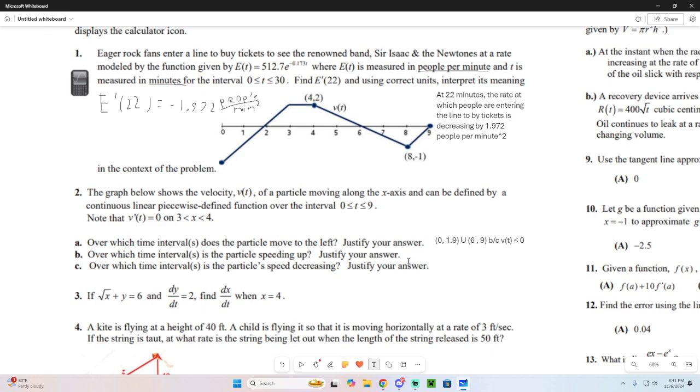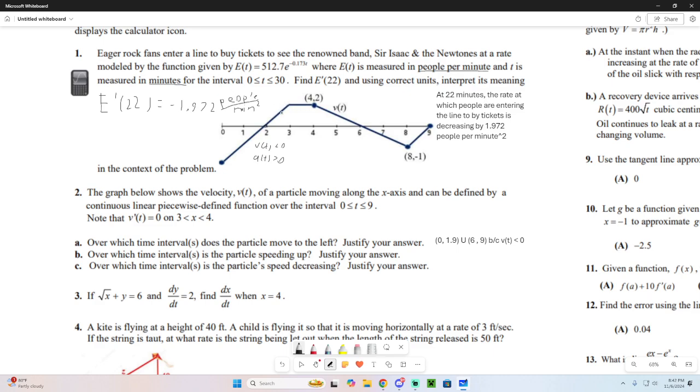And same for part B, over which time intervals is the particle speeding up? To check when it's speeding up, we need to check if the velocity and the acceleration have the same sign. So let's start from 0 to 1.9. It's negative, so v of t is less than 0, but the acceleration is positive because it has a positive slope, so a of t is greater than 0. Since they are different signs, the speed is actually decreasing.